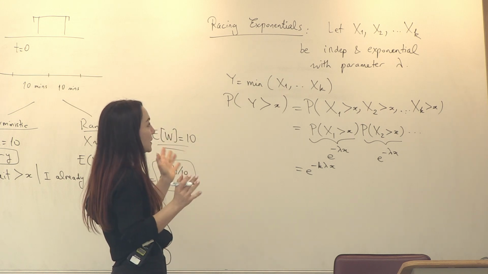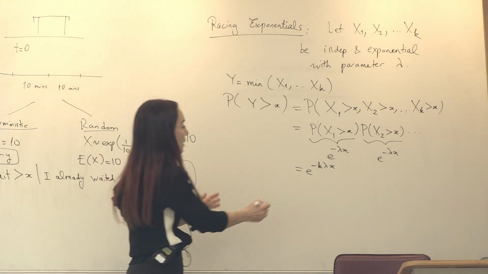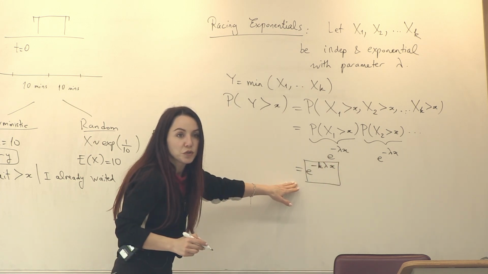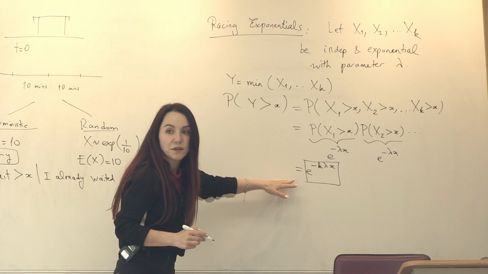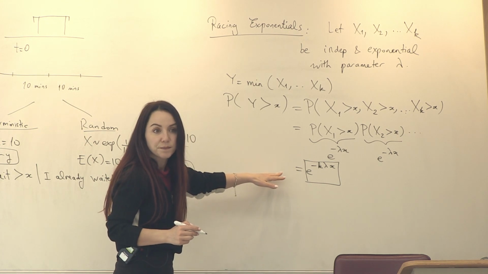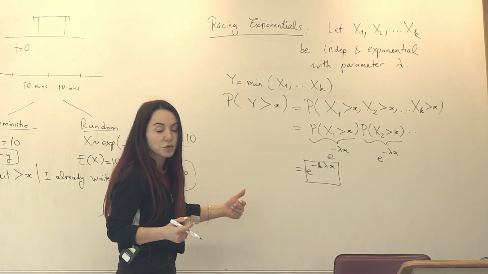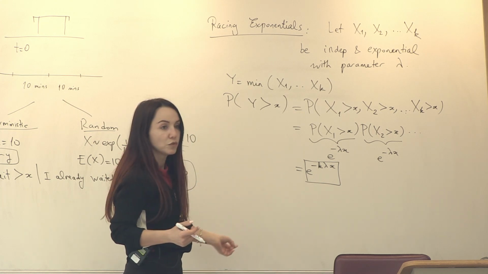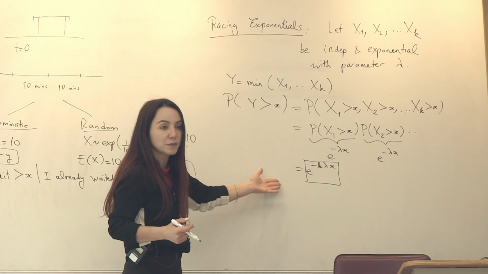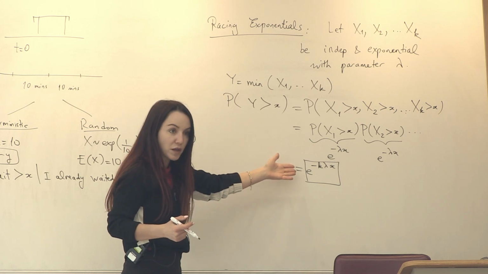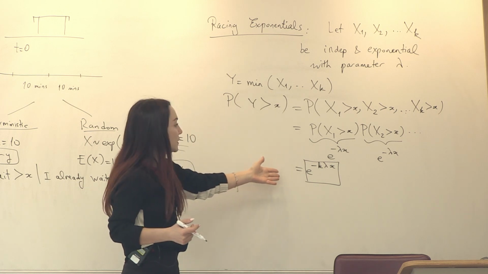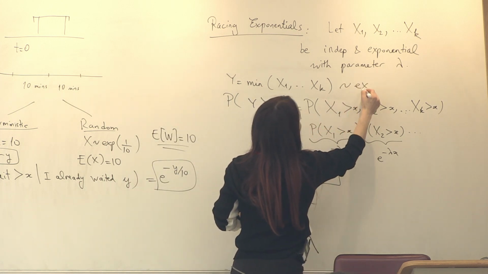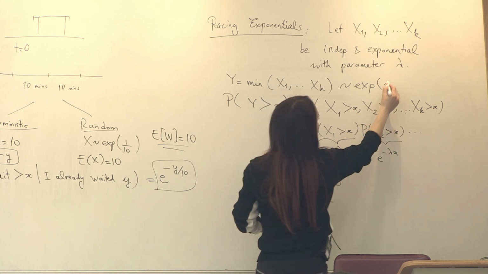But what does this tell me? The complementary distribution function is that of an exponential at the rate k times lambda. And the complementary distribution function uniquely determines a distribution. It's the same as knowing the density because I can differentiate this, multiply by -1 and find the density. So this is then exponential with rate k times lambda.